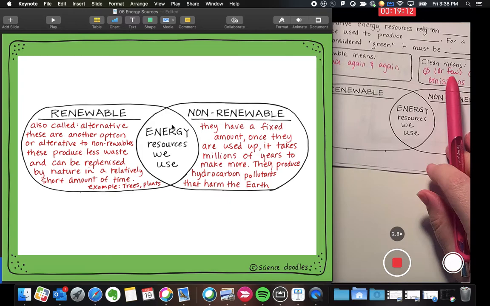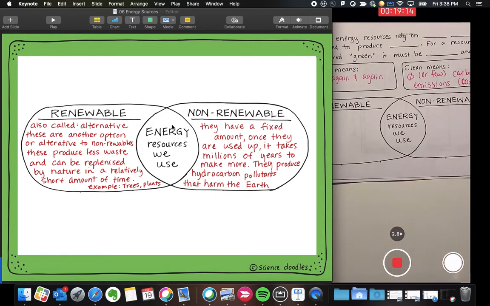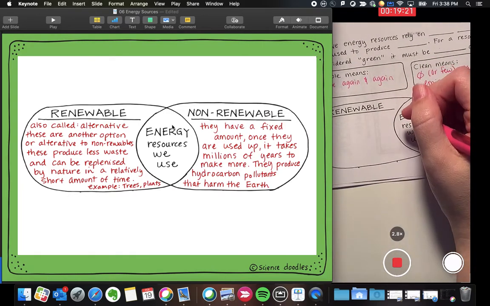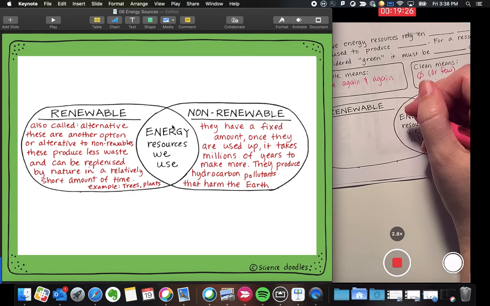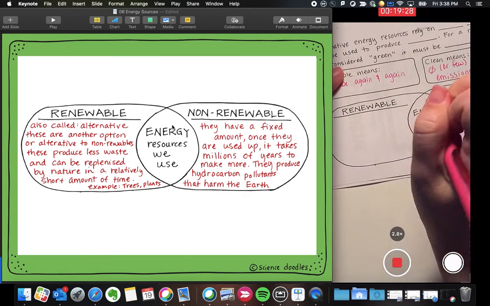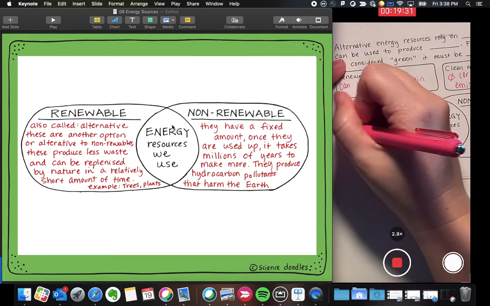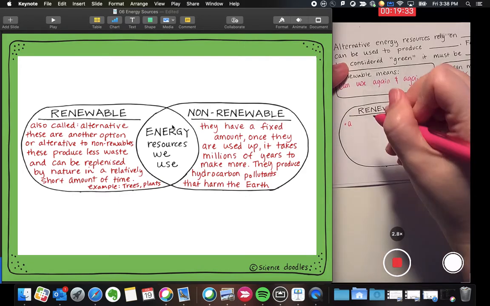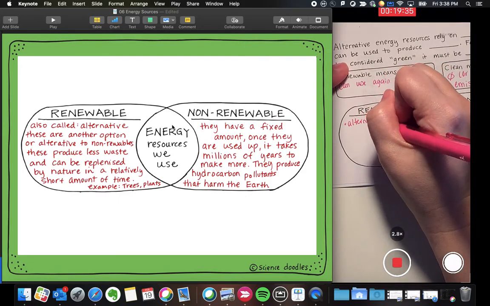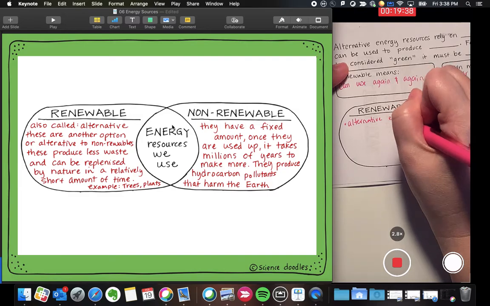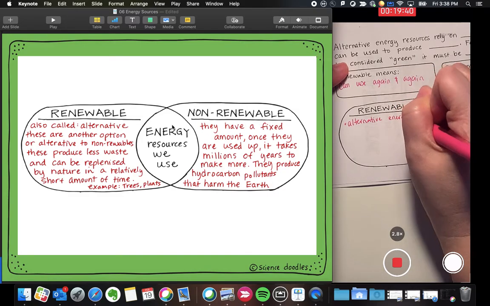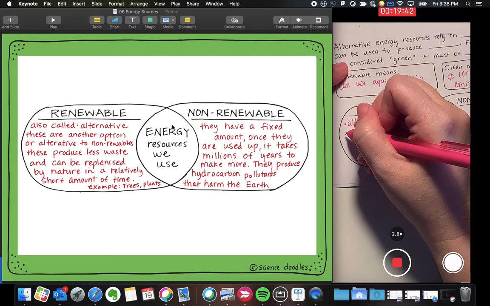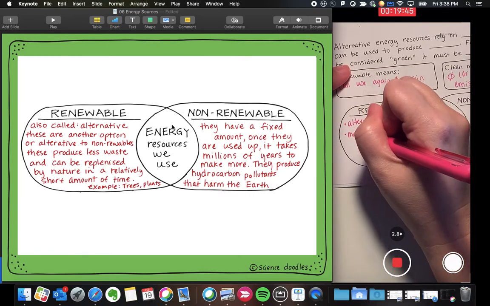So then we have this thing here, our renewable versus non-renewable energy. So our renewable is alternative. I'm just going to tell us what we can write, because it says also alternative. These are another option or alternative to non-renewables. These produce less waste. So we're going to shorthand this renewable bullet point. Alternative energies. They make less waste.